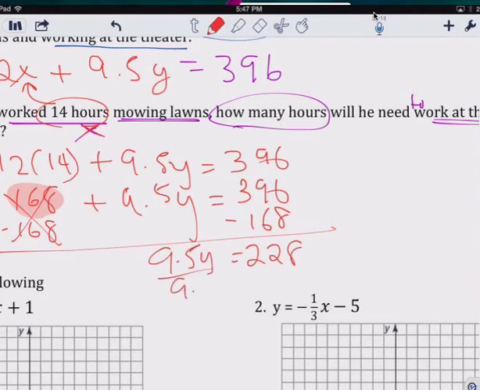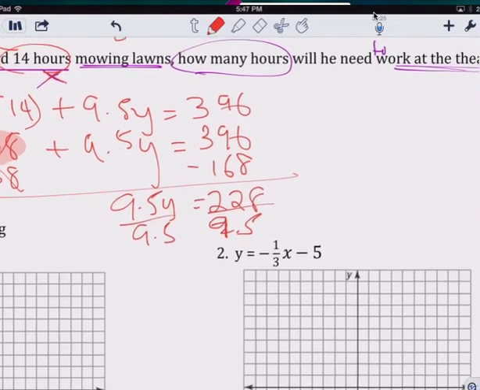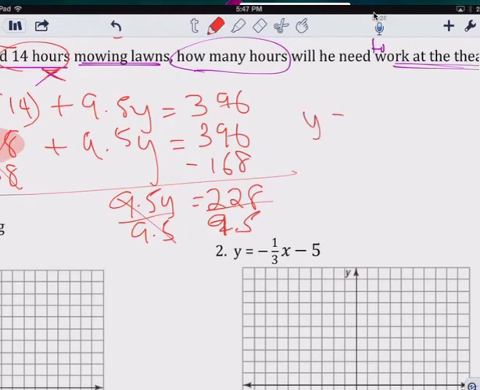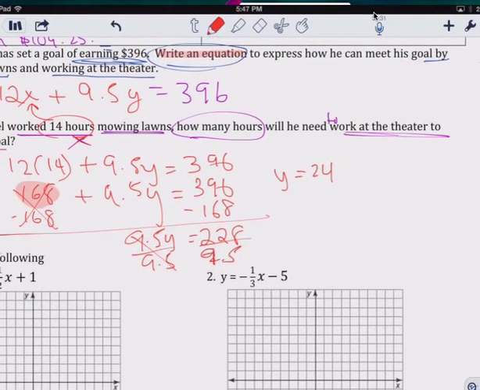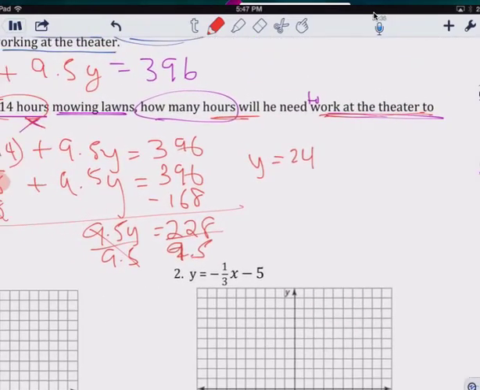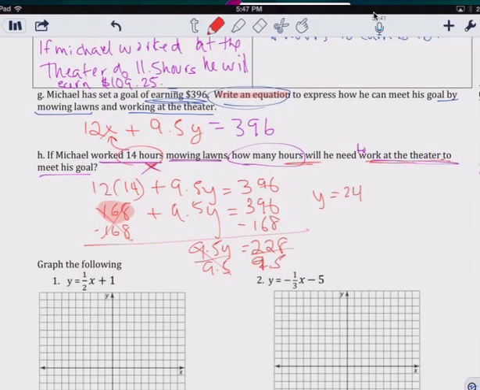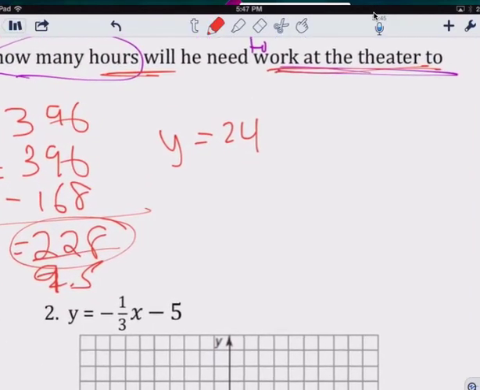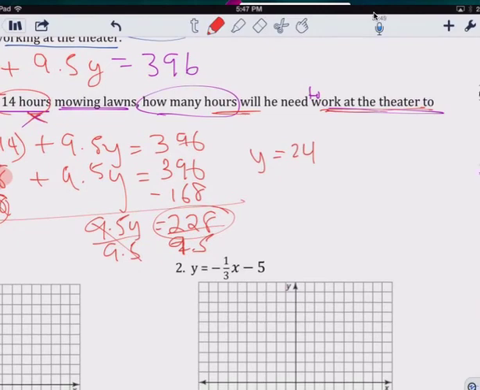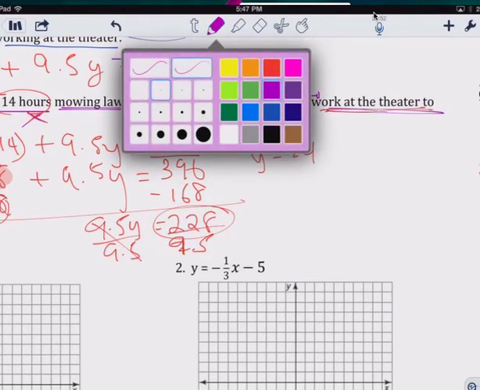9.5y, divide by 9.5 on both sides. 228 divided by 9.5 is 24, a perfect number. So y equals 24, and y represents hours working at the theater. So he would have to work at the theater for 24 hours to make up the difference of $228 to make $396.